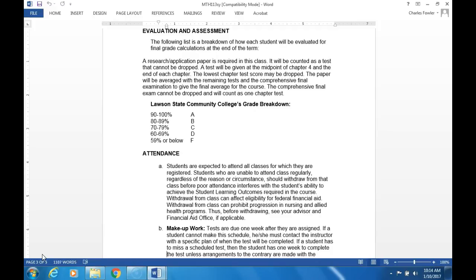And the comprehensive final exam will usually count as 1 chapter test because I usually make it short, actually shorter than some of the other tests. So I count it as 1 chapter test. Quite often it comes about the same time as that last chapter test, so I really make it short. When I get those averages, 90s are A's, 80s are B's, you know the deal.